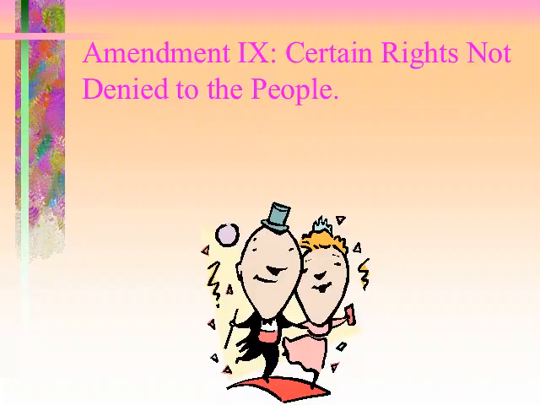Amendment 9, certain rights not denied to the people. What this meant was, okay, we have a new constitution and we have certain rights that we're laying out here, but we don't want to deny or disparage other rights that have already been retained by the people. So these are in addition to whatever rights people already had before the writing of the Bill of Rights.